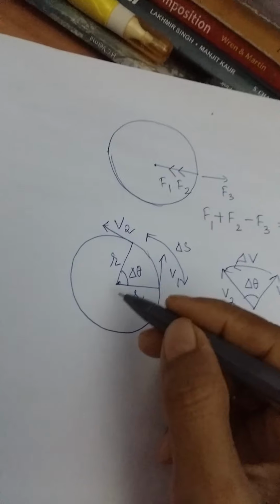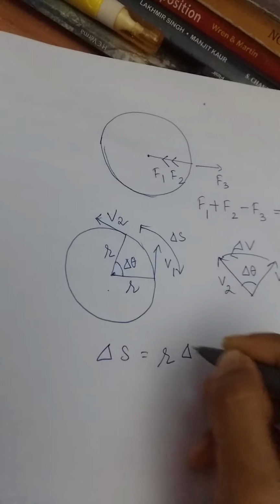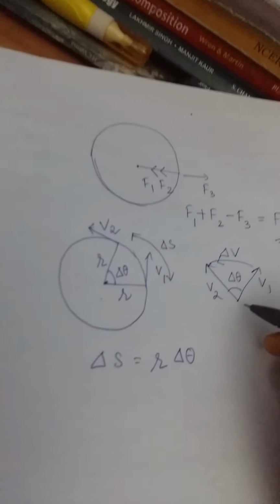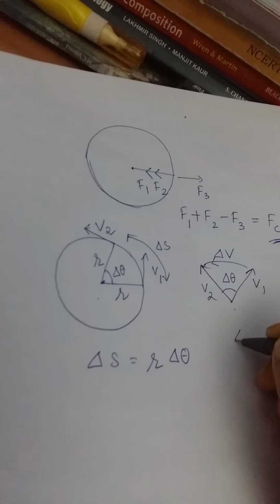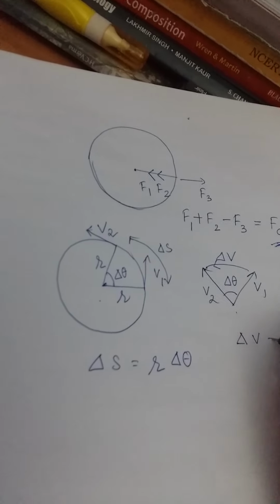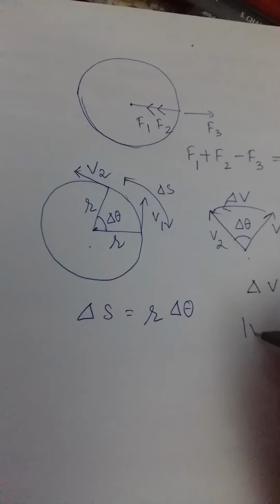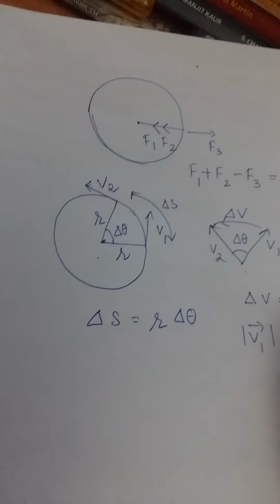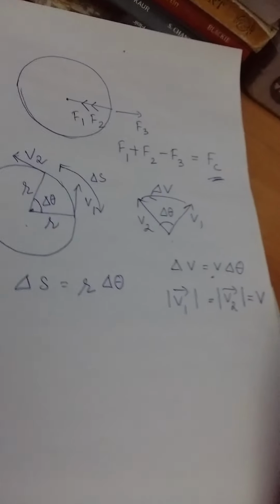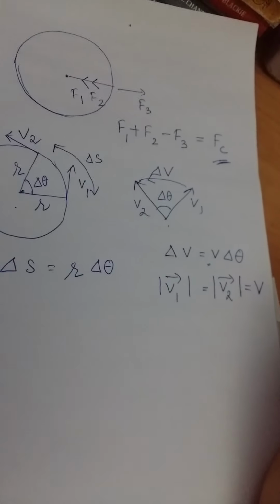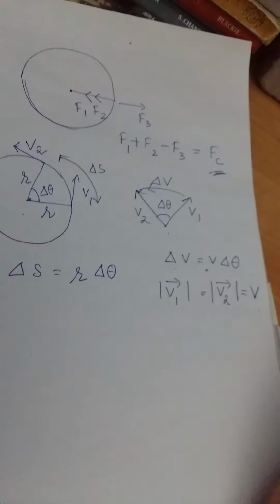If we apply the parallax method in this diagram, then we have del s equals r del theta. Similarly, if we apply the parallax method here, then del v equals v del theta. Here v represents the magnitude of the two velocities, which is the same, because in uniform circular motion the speed remains constant. So del v equals v del theta.